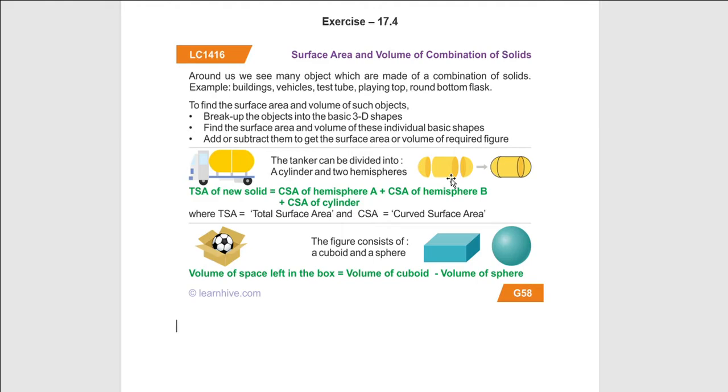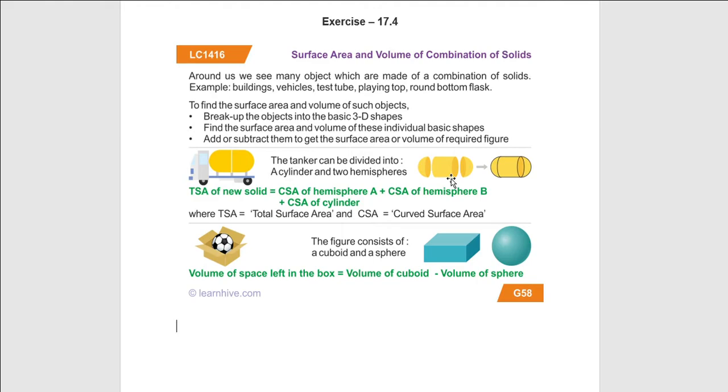And in exercise 17.2, we did the cone. So the curved surface area of the cone, like an ice cream cone, is pi r L. Volume of the cone is 1 by 3 pi r square h.